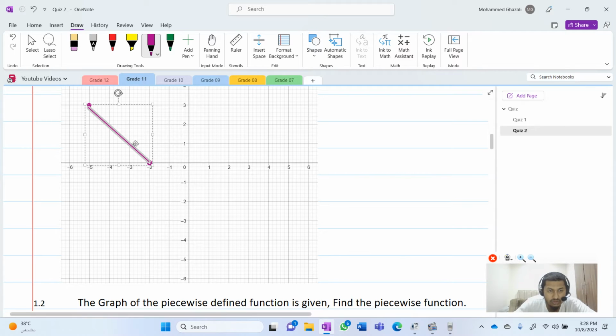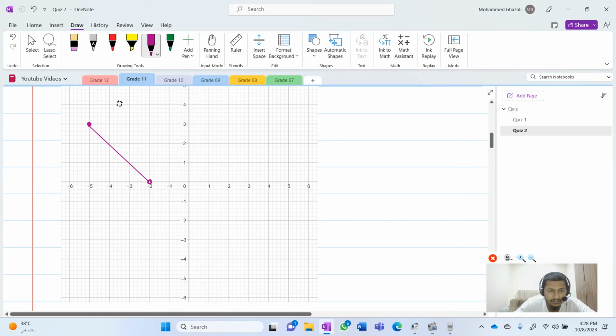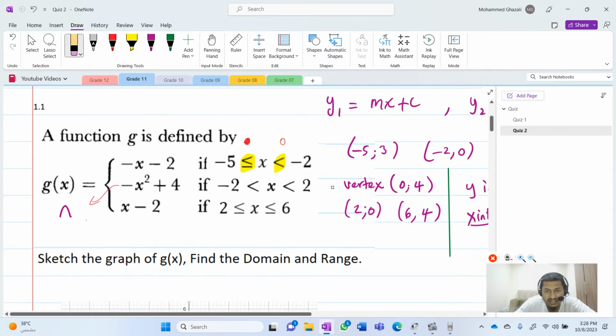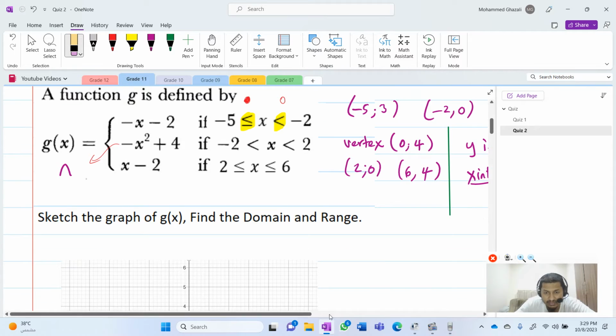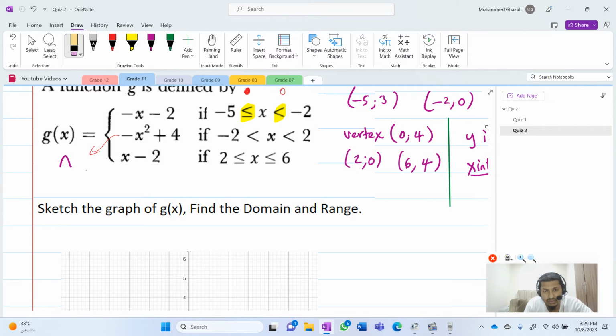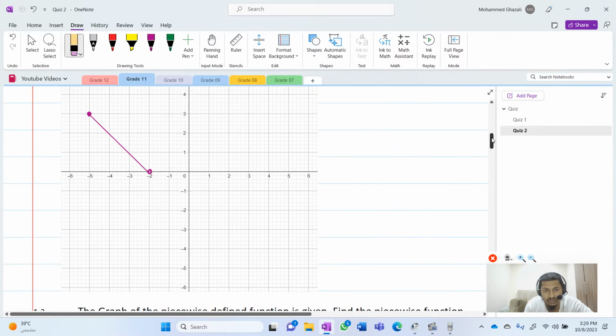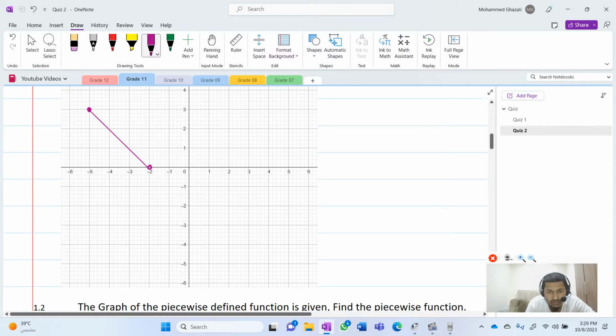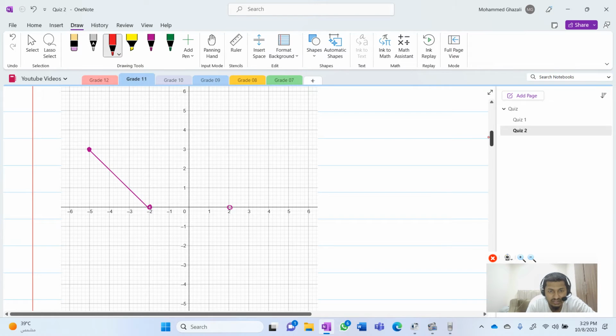Should you use a ruler to draw these graphs? Right, that's my first graph, where we have -5 and 3, -2 and 0. The second graph has a vertex at 0, 4, and my x-intercepts were plus and minus 2. Looking at it, -2 is not including, and 2 is not including, so we go to -2 not including, 2 not including, and go to the vertex 0, 4. So we need to draw a frown graph.